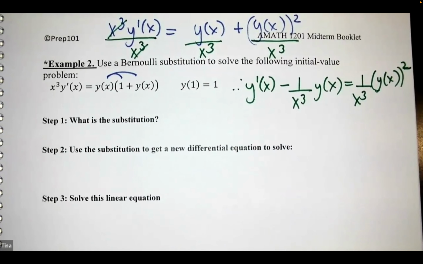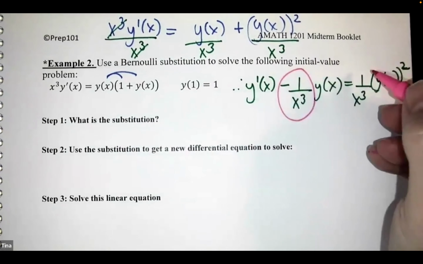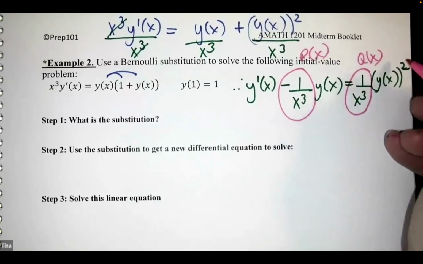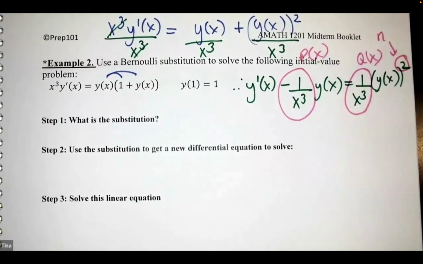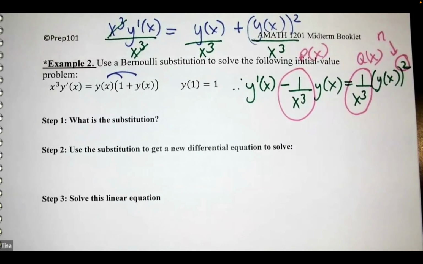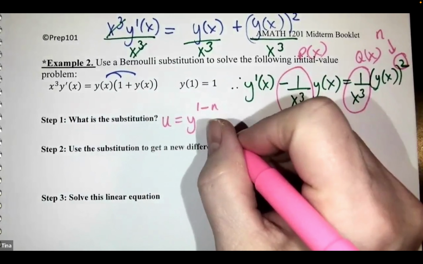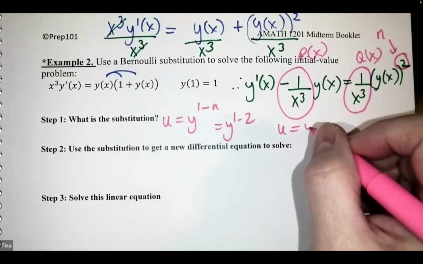And now it is Bernoulli, right? So this would be my p, and this would be my q of my original. And this is my n. So it's pretty mean, right? Because you've got to do that first. So what's your substitution? Well, u is y to the 1 minus n, and the exponent is 2. So u is y negative 1.